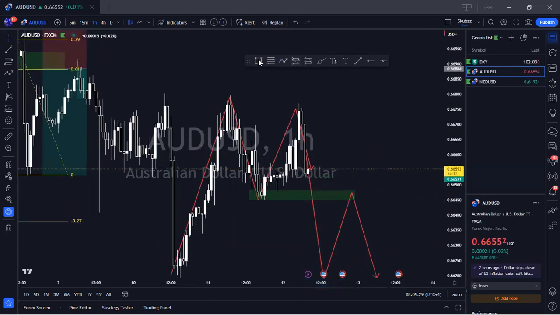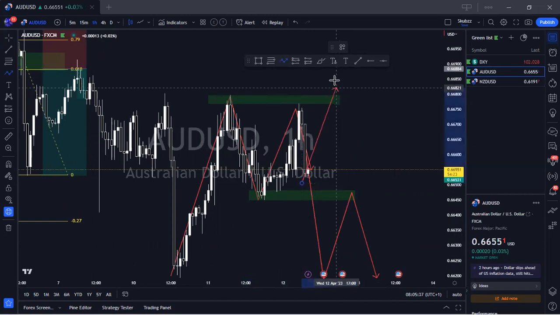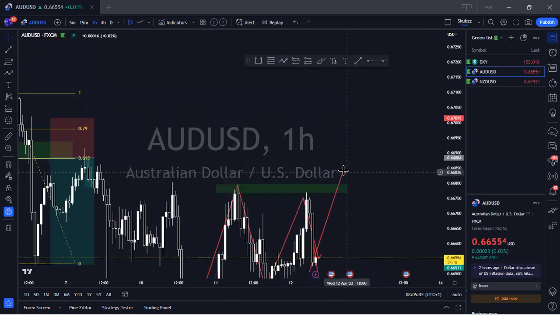At the same time, we have this high here that price has been failing to break for a while now. If price can break that, then we basically have an uptrend. So that's what I'll be looking out for on AUD-USD, to see whether price will break above or below.